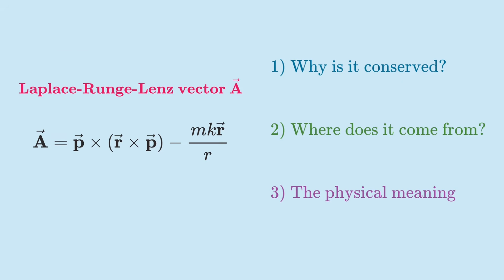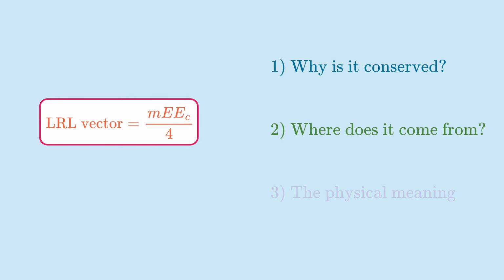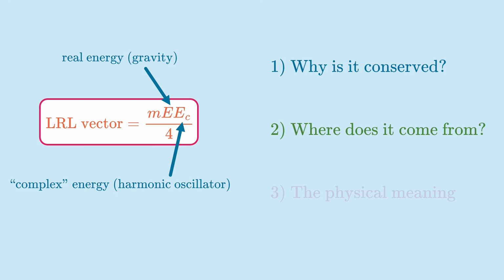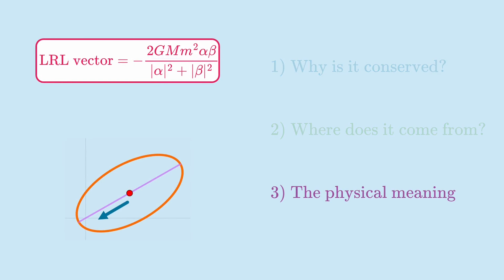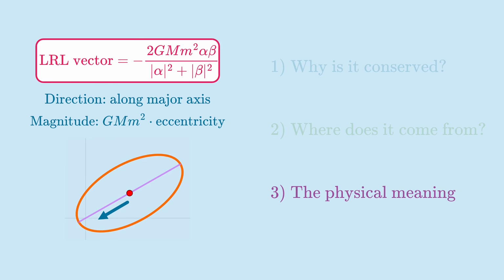The fact that the LRL vector is MEEC over 4 in complex form solves the first 2, since energy is conserved, even the complex one for the harmonic oscillator, from the equation of motion. The LRL vector also has a relatively simple interpretation. It points along the major axis of the elliptical orbit, and the magnitude is proportional to the eccentricity.